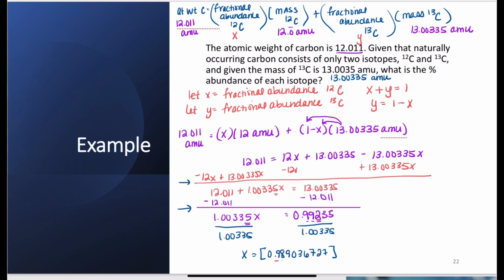Remember my sig figs are 1, 2, and 3. This has 3 sig figs. This had 1, 2, 3, 4, 5, 6 sig figs. My x itself is equal to 0.989, but that does not answer the question. The question was, what is the percent abundance of each isotope? This means x represents the fractional abundance of carbon-12, which means the percent abundance is 98.9%, which means for carbon-13, it would be 1.1%. Now I've solved it.